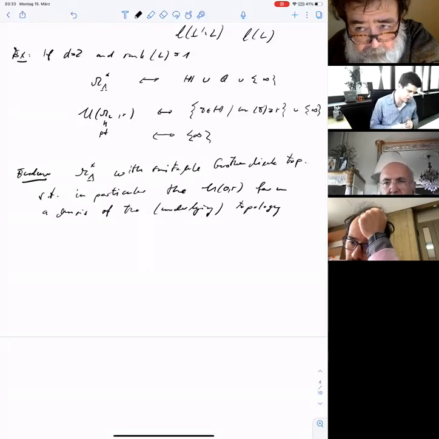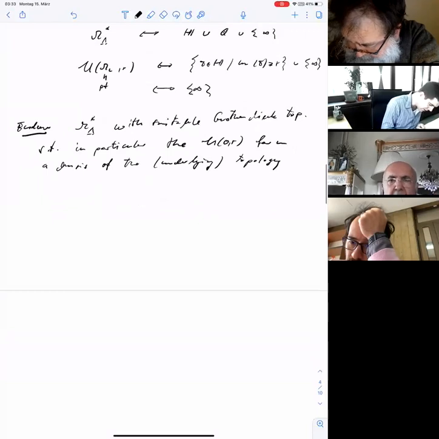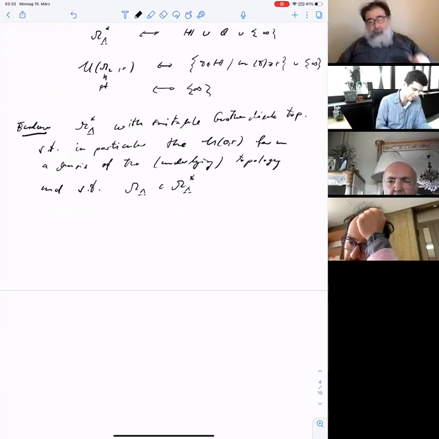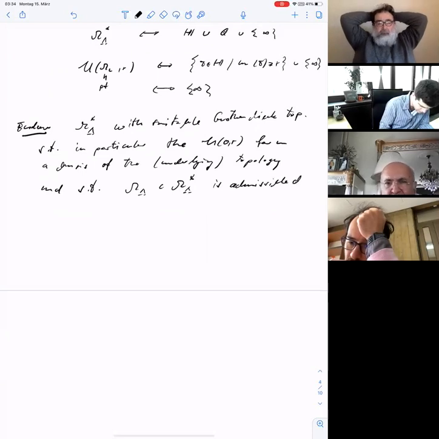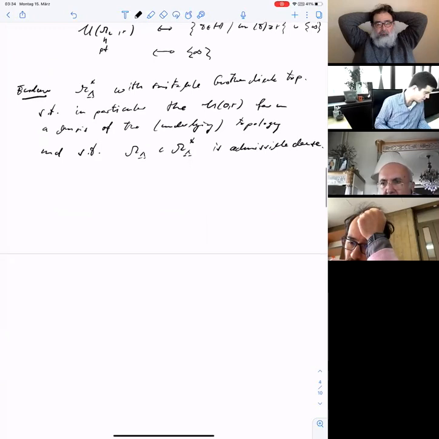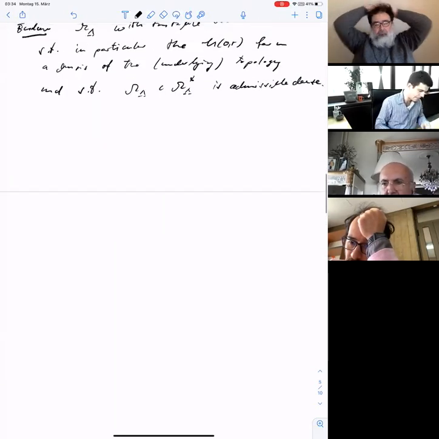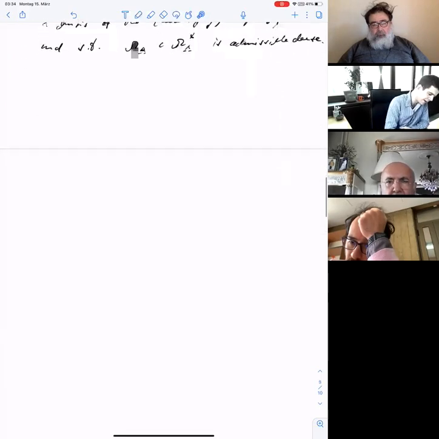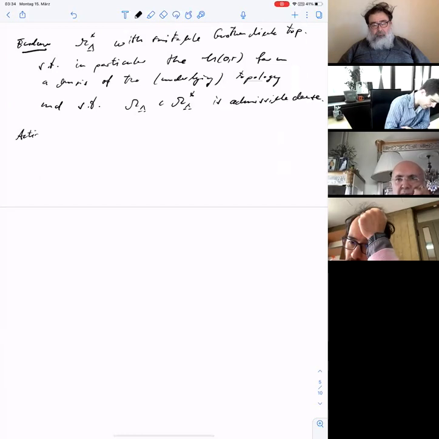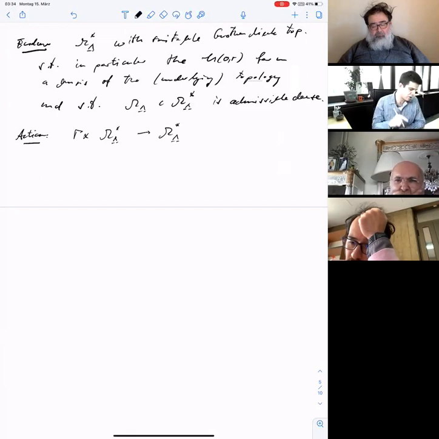Underlying the Grothendieck topology is some topology, of the form of a basis, and also such that omega lambda, which already sits inside omega lambda star, is dense and open, is dense and admissible. As I said, I want to make a quotient of this by gamma. What is the action of gamma? The natural extension of the action from omega L, omega lambda.